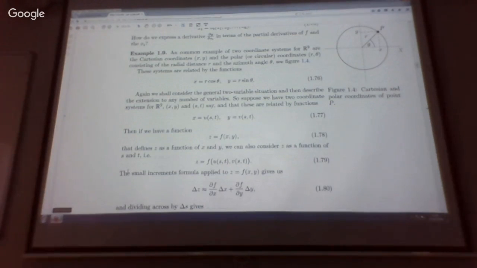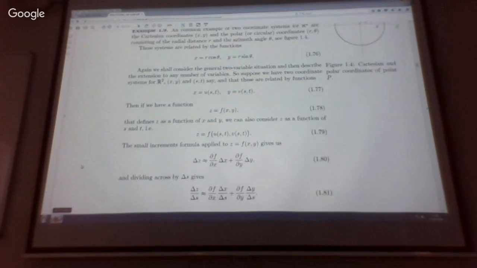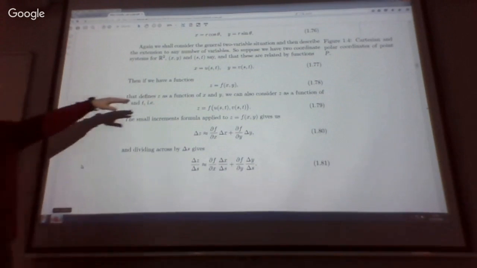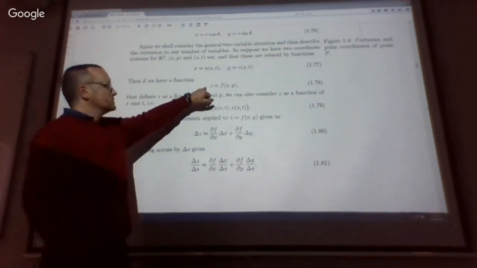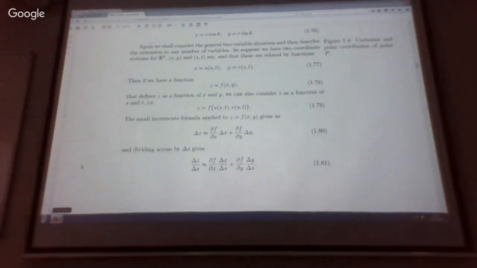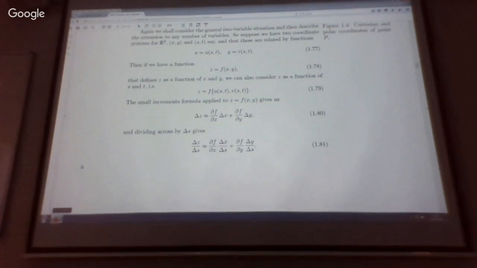Okay, so what is the chain rule? Well, it comes from the small increments formula. So we're back to a general discussion here now in 1.78. We're dealing with a situation of a function of two variables. But quite often with this stuff, it's enough to go through the theory in the two variable case and then just talk about the obvious generalizations to more than two variables.